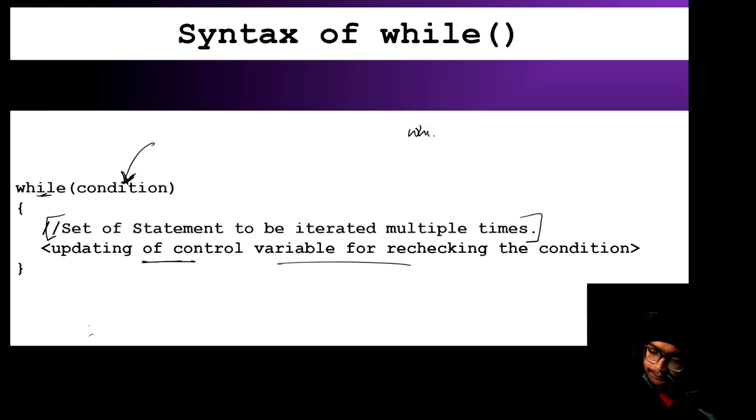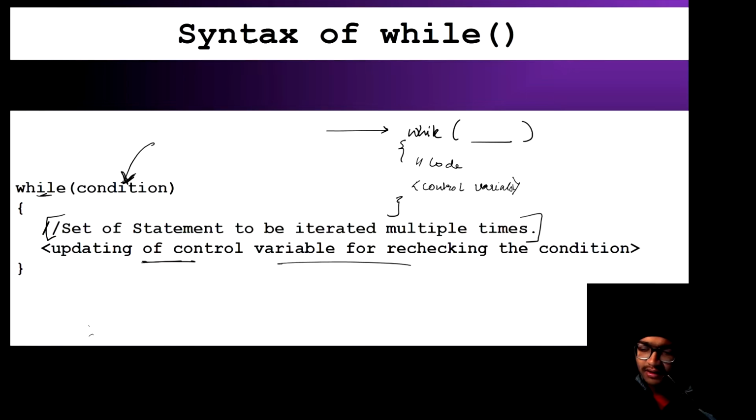Suppose this is the while. Here we have the condition, the code, and here we have the control variable which is updated every time. So what happens? The compiler enters from the top. It will check the initial value of the control variable, which is determined previously in the initialization part. So it will check the condition. If this condition is true, then only it will come down to the code inside this while block and execute the code once, and then the control variable will be updated.